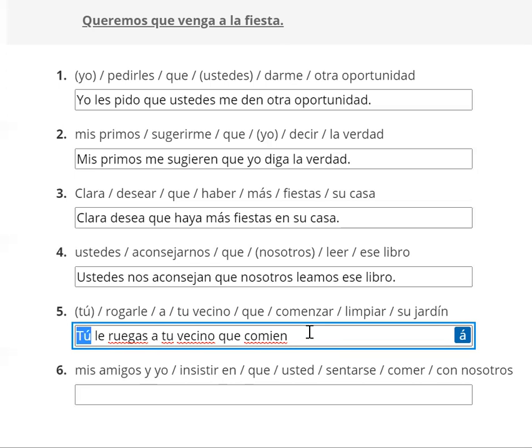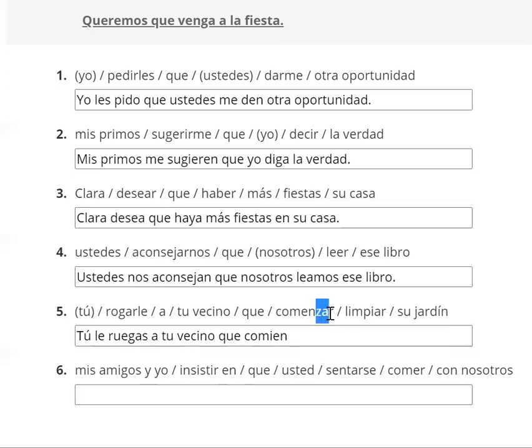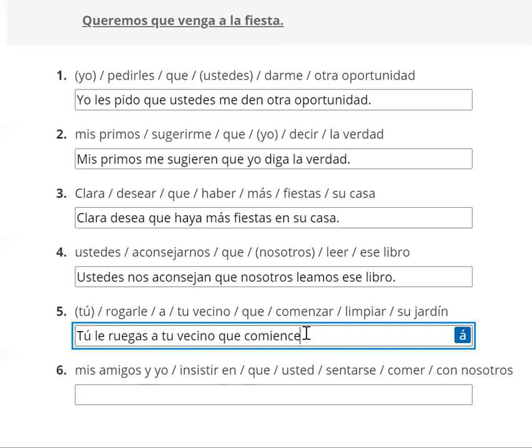And this should be comenzar, Z-A-R, so be careful on that one. When we conjugate it, comience. And whenever you have comenzar, you're starting to do something, it does have an a there. That preposition a goes before your infinitive next, which limpiar will be the infinitive form. And then we'll just add su jardín. And there we go.